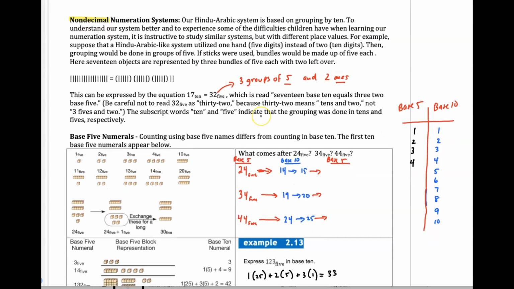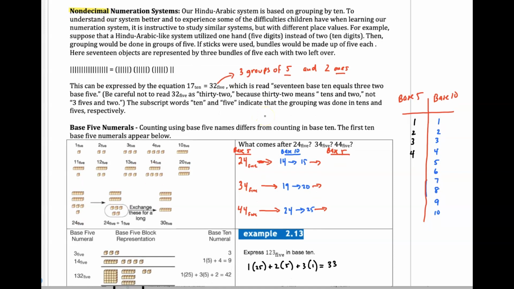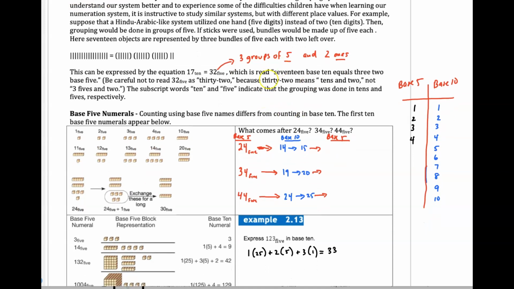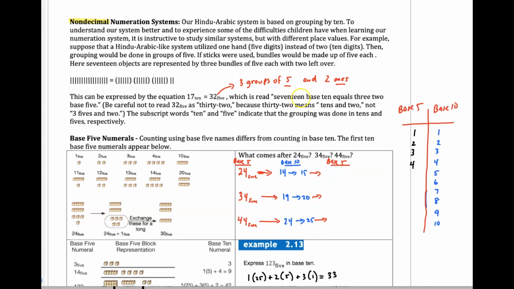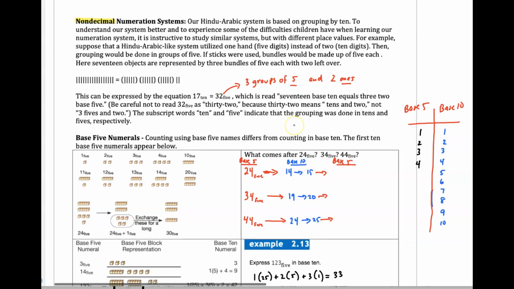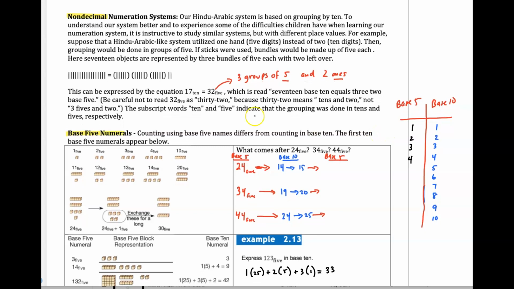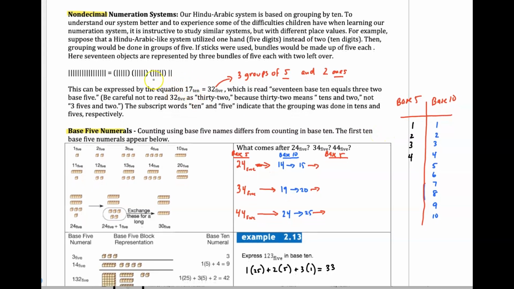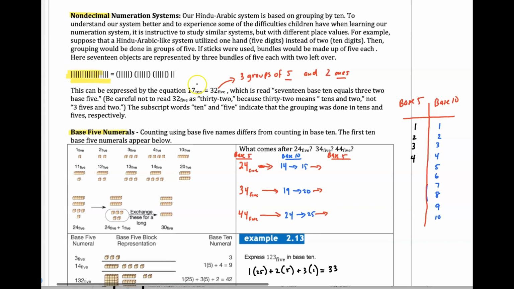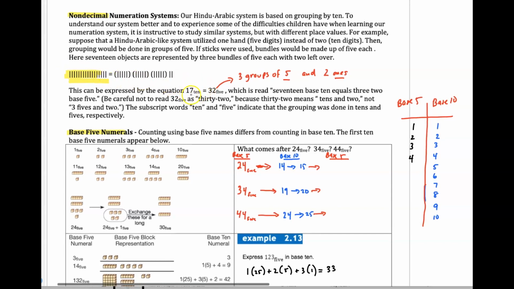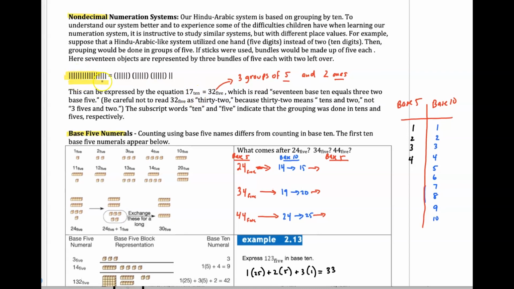And so what we mean is that we're going to use the same symbols, but they're going to mean a different quantity, right? The word and the quantity are different. The first one we look at is what's called base 5 numerals. Think about 17. Here's a quantity of 17, and we write a little 10 because it's base 10: 1 ten and 7 ones.